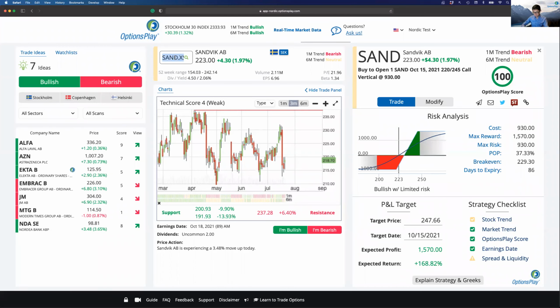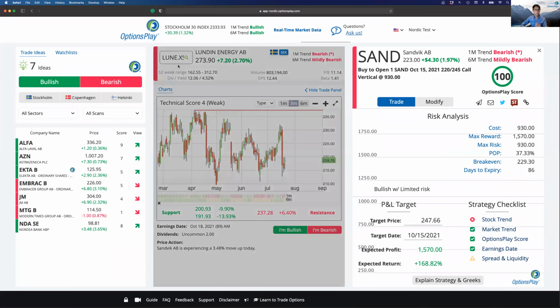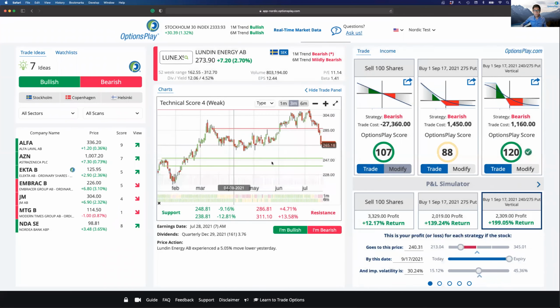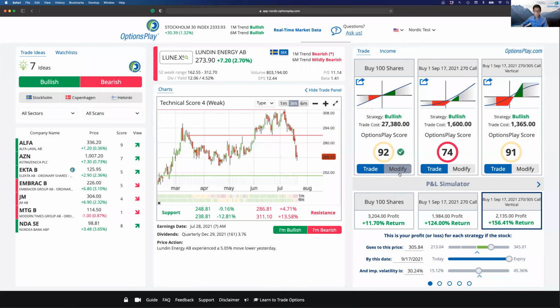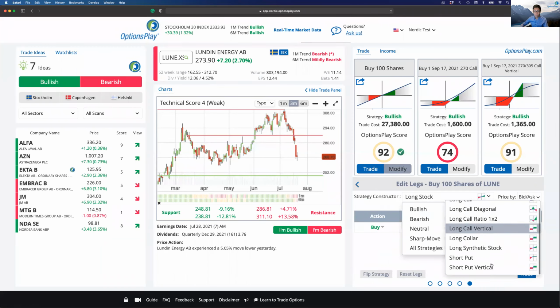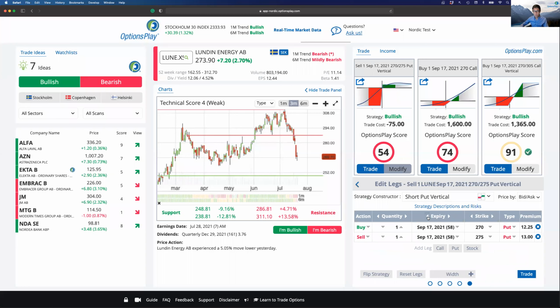Another stock I wanted to take a look at here is LUNE, an energy stock. Energy has been performing quite well here. This is a stock that has been severely oversold with crude pricing over the past few weeks or so. Maybe it's getting to a little bit of an overbought condition and we're looking for a bit of a bounce. This is actually, in my opinion, the ideal condition for selling a put credit spread. So let's see if I can possibly find one here.